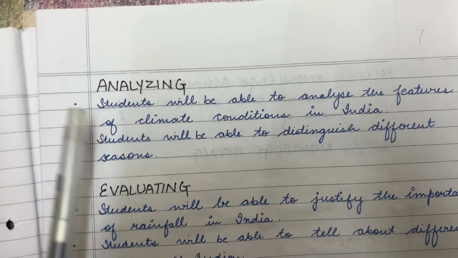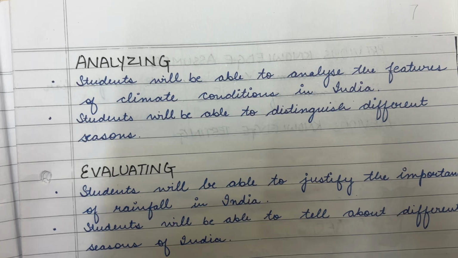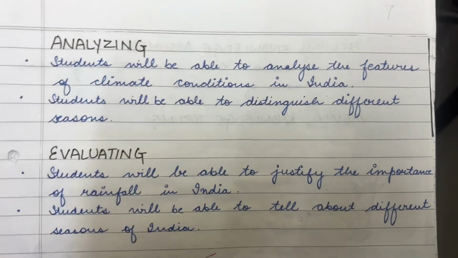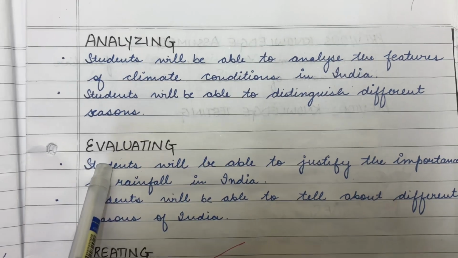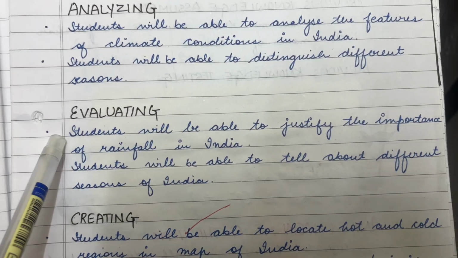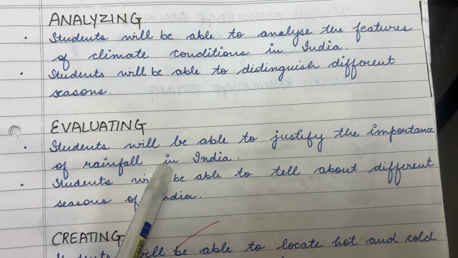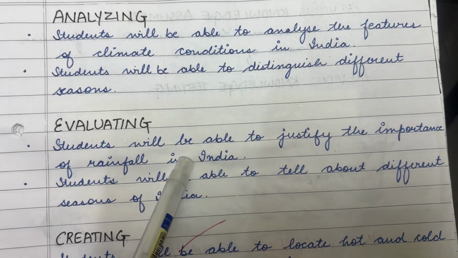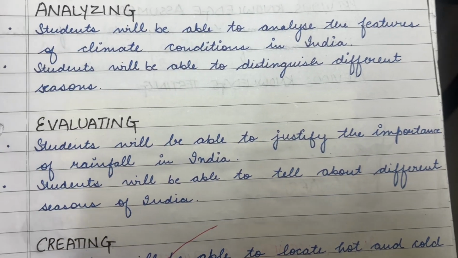Next, analyzing, students will be able to analyze the features of climate conditions in India. And then students will be able to distinguish different seasons. Evaluating, the next heading is evaluating. Students will be able to justify the importance of rainfall in India, because we are talking about weather and climate. Then students will be able to tell about different seasons of India.